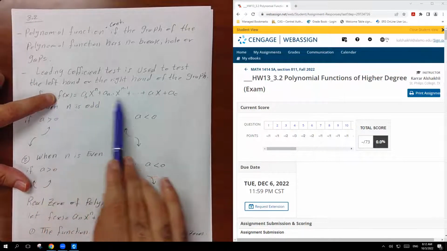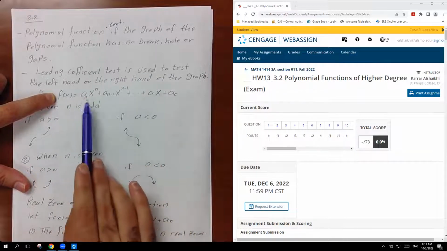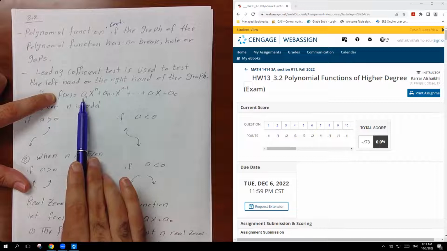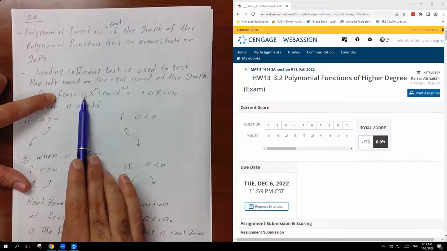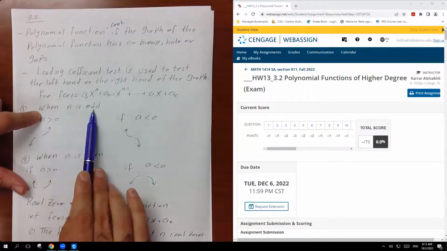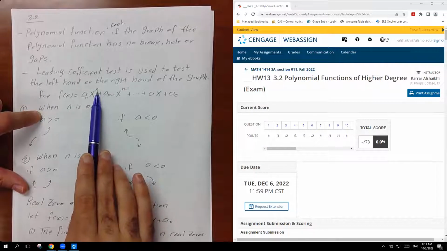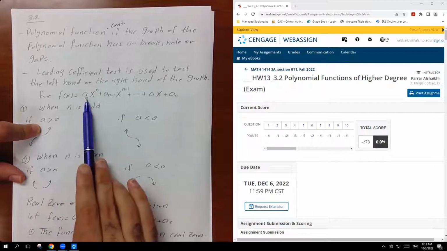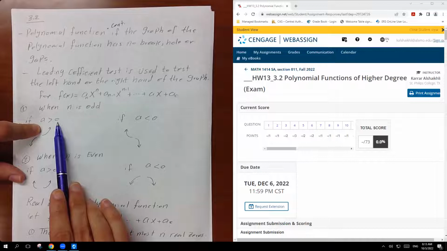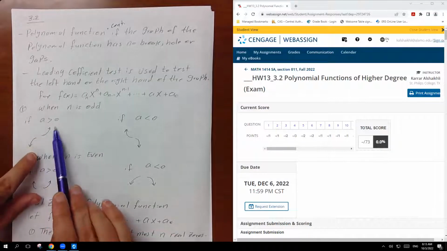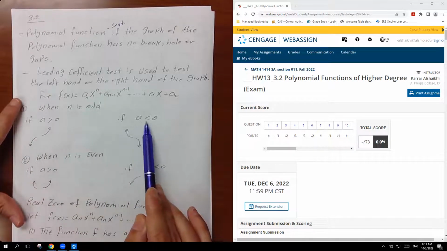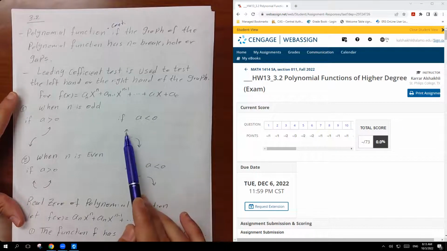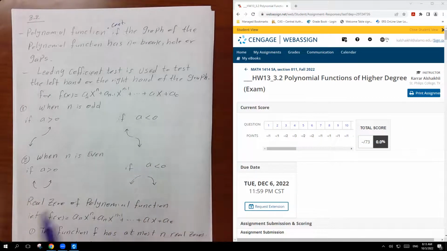Here is the standard form for the polynomial function. This is the leading coefficient, and n is the highest exponent. We're going to work on this one. When n is odd, that means the exponent is an odd number like 3, 5, 7, and a, the coefficient, is greater than 0, the end behavior is that the right side is up and the left side is down. If a is less than 0, a negative number, the left side is up and the right side is down.